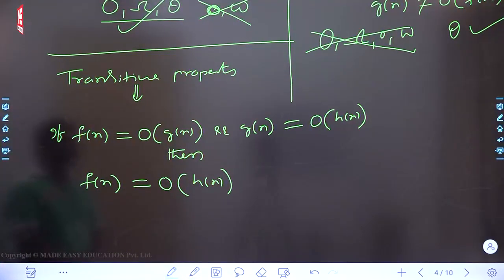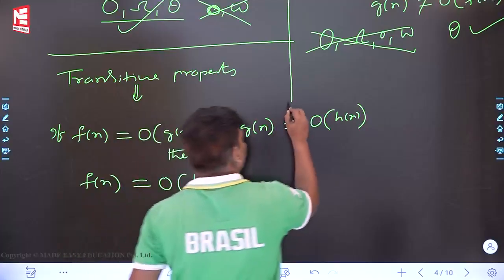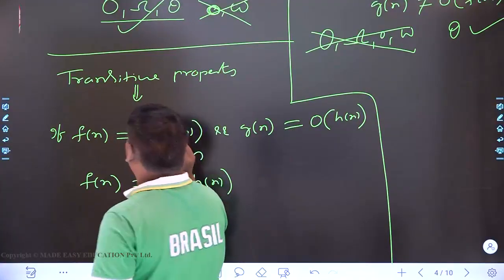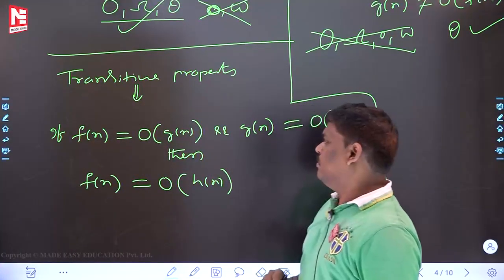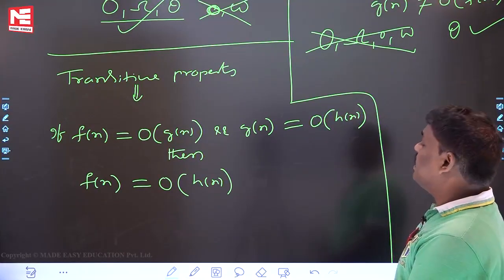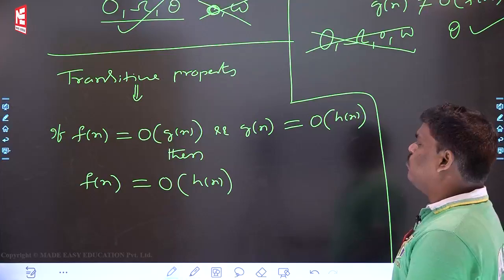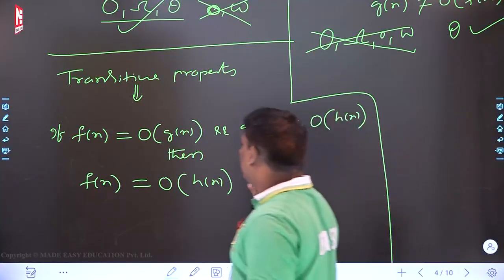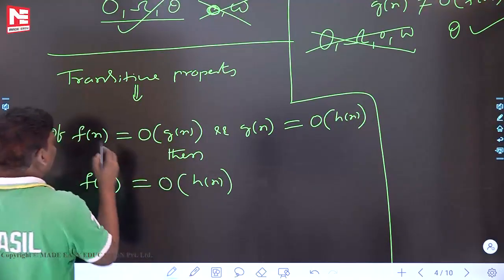If f of n is big O of g of n and g of n is big O of h of n, then f of n is big O of h of n. This is the meaning of transitive property. Let's verify, is it right or wrong? Comparing f and g, f is smaller; comparing g and h, g is smaller; then comparing f and h, f is smaller, of course. If anyone has a small doubt, take one example and check.